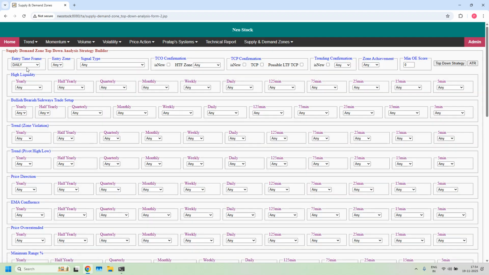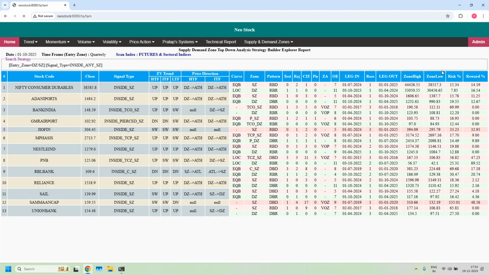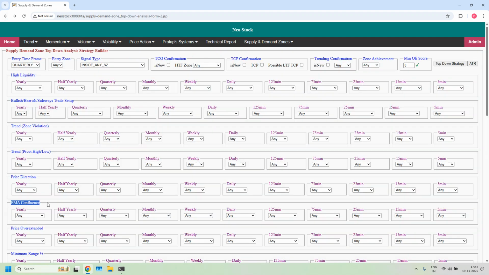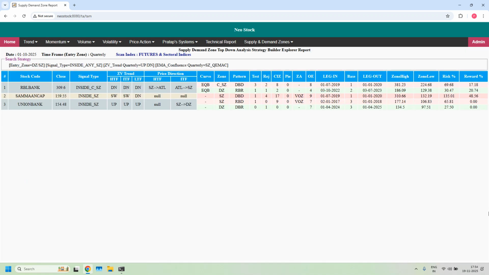Next, price closed inside the quarterly supply zones. We got 13 stocks. We can again apply EMA Confluence on these quarterly supply zones, and the trend on the quarterly should not be sideways. We got 3 stocks.